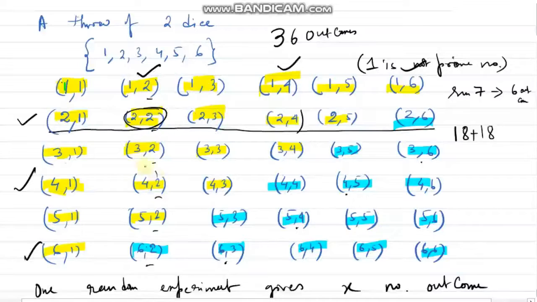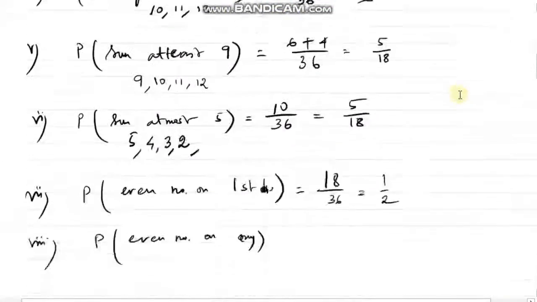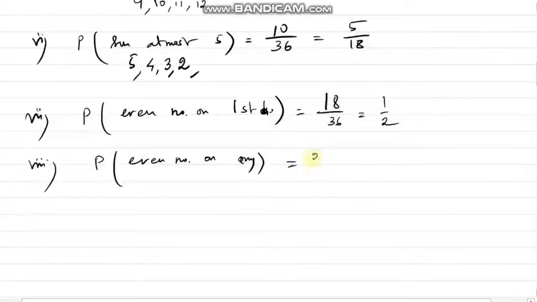Now check these outcomes: 1, 2, 3, 4, 5, 6, 7, 8, 9. So these outcomes are coming 2 times, right? So from this I will subtract this 9. So the answer will be 27. So the answer of this will be 27 divided by 36, that is 3 divided by 4. Thank you.